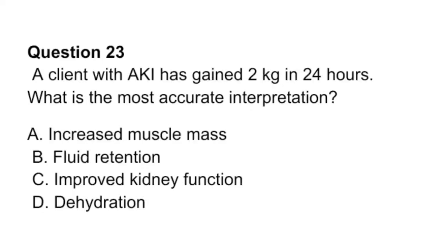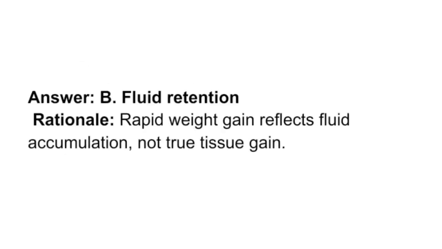Question 23. A client with AKI has gained 2 kilograms in 24 hours. What is the most accurate interpretation? A. Increased muscle mass. B. Fluid retention. C. Improved kidney function. D. Dehydration. Answer: B. Fluid retention. Rationale: rapid weight gain reflects fluid accumulation, not true tissue gain.